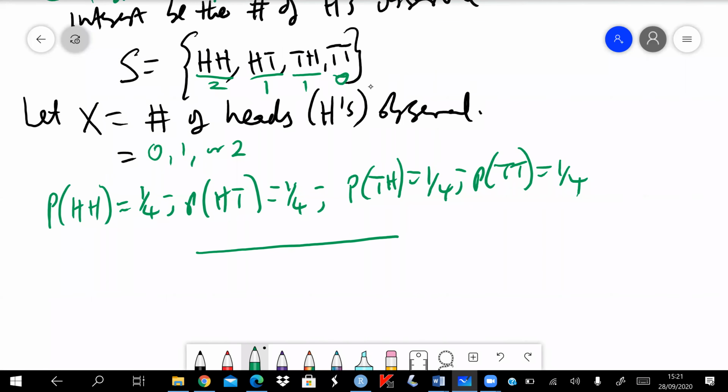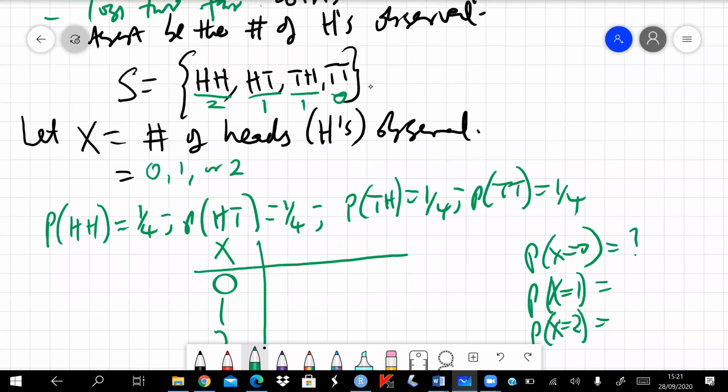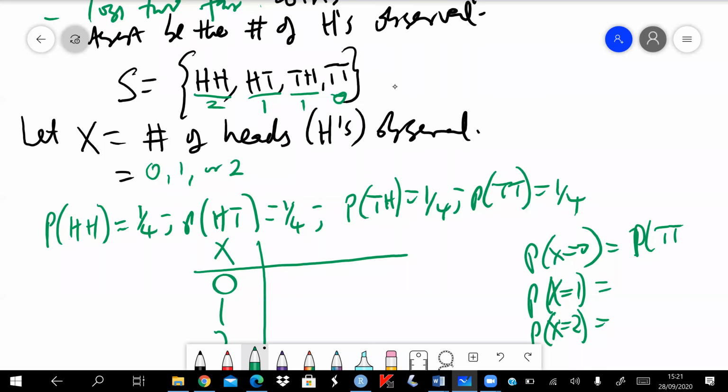So let's come up with a probability distribution now using X, not the labels H and T. So our probability distribution looks like this: X, which will take value 0, 1, or 2. So what is the probability that X is equal to 0? We also need the probability that X is equal to 1, and finally, the probability that X is equal to 2. The probability that X is equal to 0 is the probability that we get that. We've said it is 1/4. So this is 1/4.